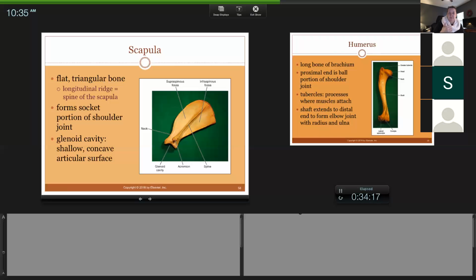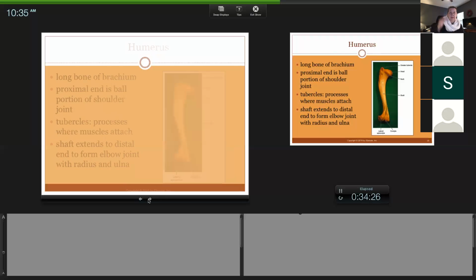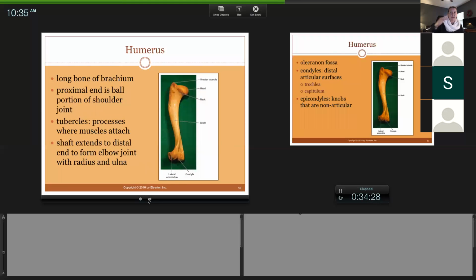And it's called the infraspinatus and the supraspinatus. When we get into muscles, we'll talk about that. If we move our way down, the scapula connects to the humerus.